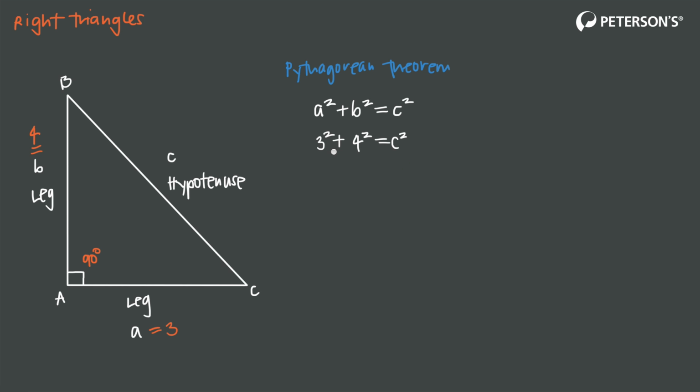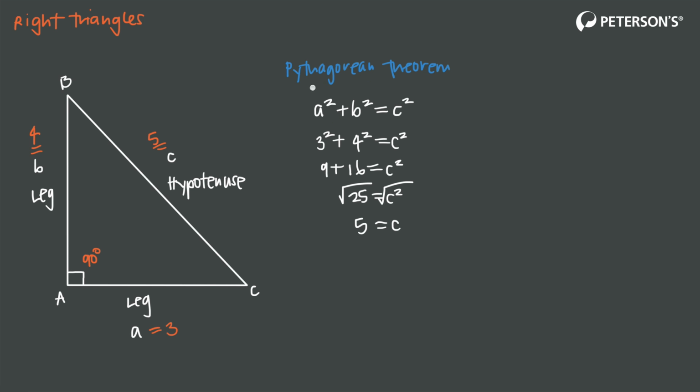And then we simplify this equation. 3 squared is 9, 4 squared is 16, and 9 plus 16 is 25. So 25 equals c squared. Then we take the square root of both sides, and we do that so that we can solve for c, because the square root of c squared, the root and the squared cancel each other, leaving us with just c on the right-hand side. And then we say the square root of 25 is 5, so the length of side C, the length of the hypotenuse, must be equal to 5.